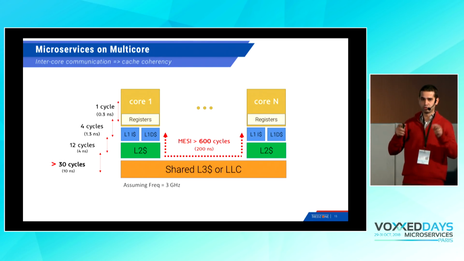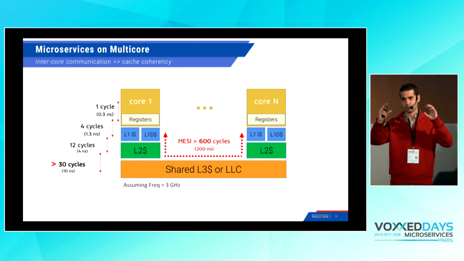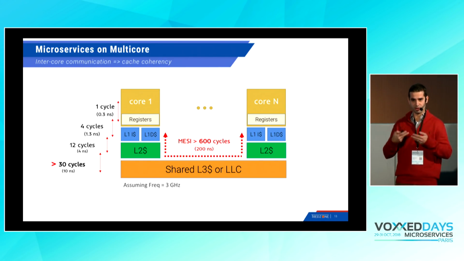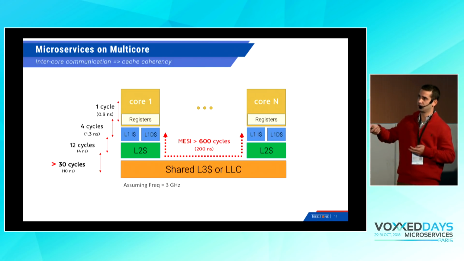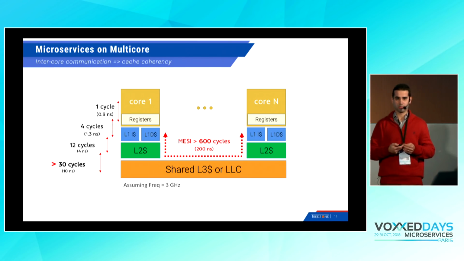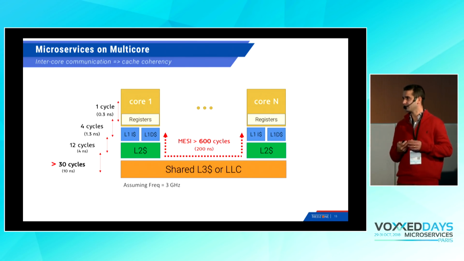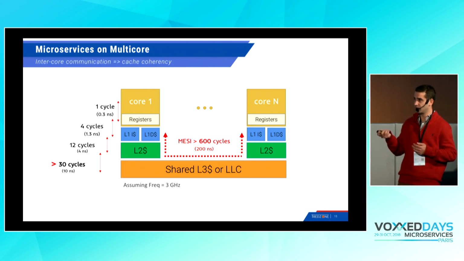So if we have synchronization between two threads, the way it's done in practice is that data that is to be read by a core, let's say core N here, has to be copied, using the cache coherency mechanism, to the L3 cache, then put in the L1 cache of the other cores. This mechanism is done automatically in hardware. It's called the MESI protocol, and it takes at least 200 nanoseconds, 600 cycles. So one sync is 600 cycles.